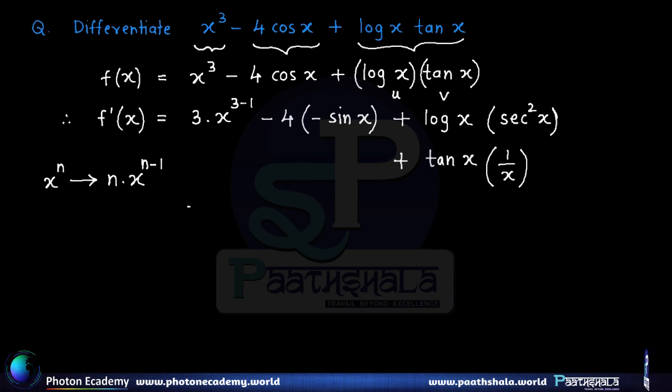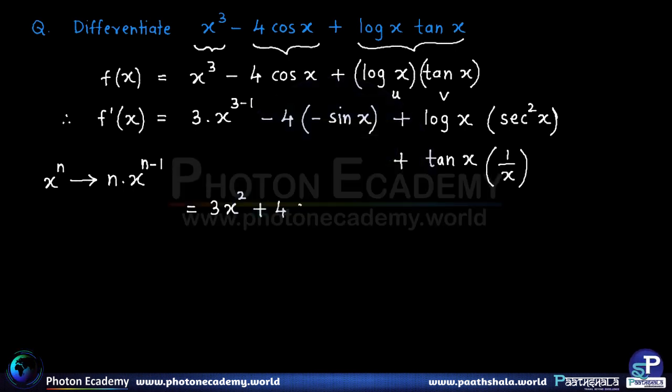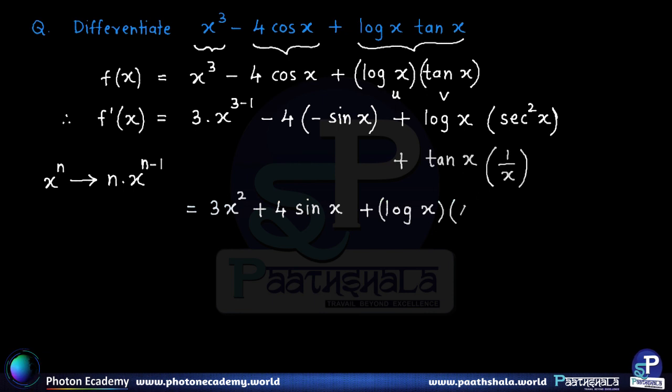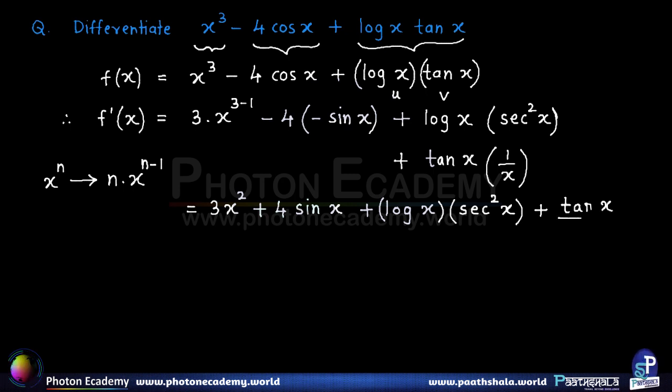So now we have to just simplify this. Now the first term is nothing but 3x square. Now the second term effectively becomes positive, that is 4 sin x. Then the next term is you have the product of log x into sec square x, and the last term is plus tan x whole divided by x. So that is the final answer, which is in most simplified form, right?